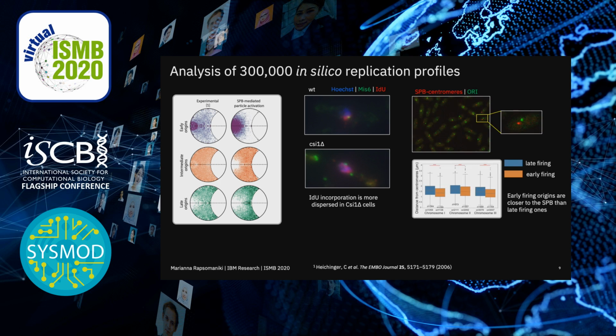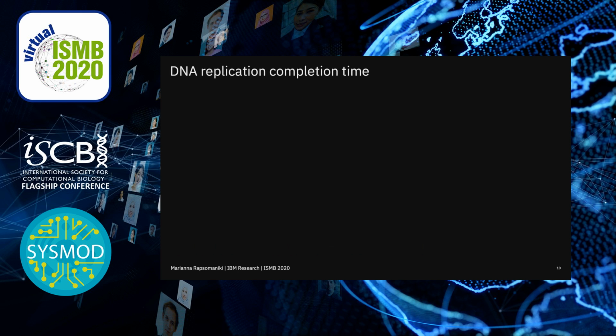And what we observed is a cloud of IdU incorporation emanating from the SPB centromere, which is more dispersed in the mutant. We then performed another experiment where we tagged the SPB and a number of different origins in all three chromosomes of fission yeast. By measuring the three-dimensional distance between early and late firing origins in all three chromosomes of fission yeast, we identified that early firing origins were located closer to the SPB than the late firing ones. So overall, the results indicate that the SPB acts as a positive pole of replication initiation and that it drives origin firing by particle phosphorylation.